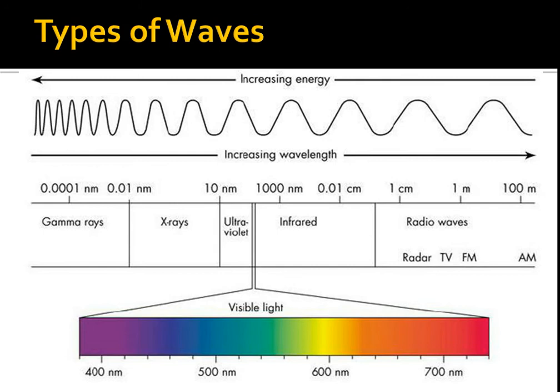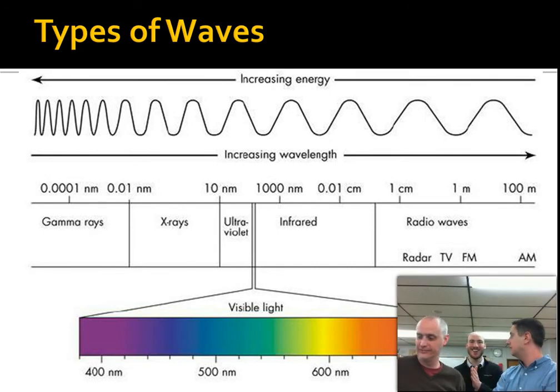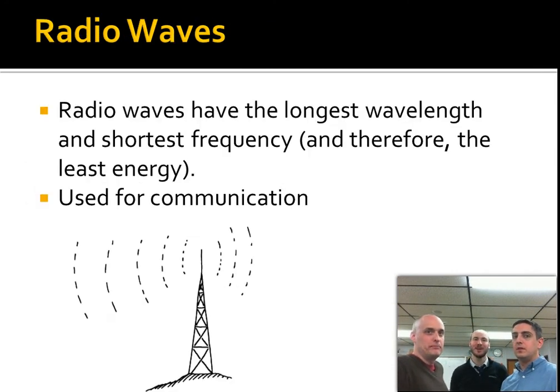All right. And once again, reminder: make sure you're looking at this chart as we go through all of this. Over and over again, we're going to go through different types of waves. We're going to start at radio waves and work all our way to gamma rays, high frequency, high energy waves. So the first type of wave we're going to talk about is radio waves.